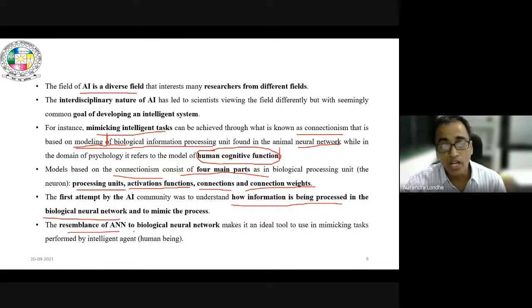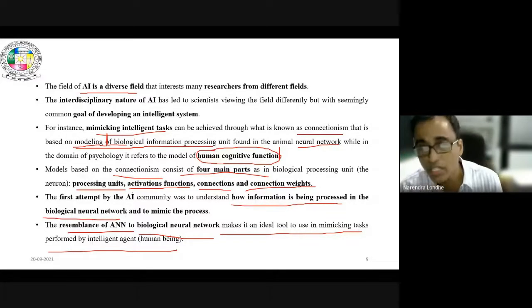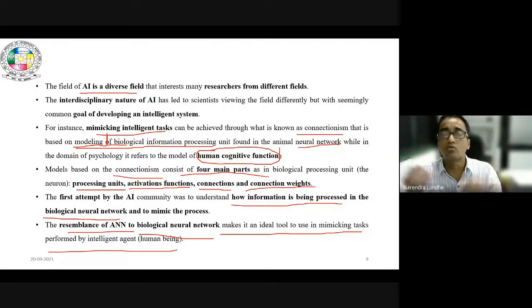The resemblance of AI and artificial neural networks to biological neural networks, which was actually made in the era of the 1950s, made them an ideal tool for mimicking tasks performed by intelligent agents. So from that era, people started working. Let me tell you about that era when people started using artificial neural networks. If you are able to recall, at that time we used to have only single hidden layer neural networks. Okay, we had limited linear functions. Non-linear data could not be handled by those networks. The networks were not able to learn deeper.